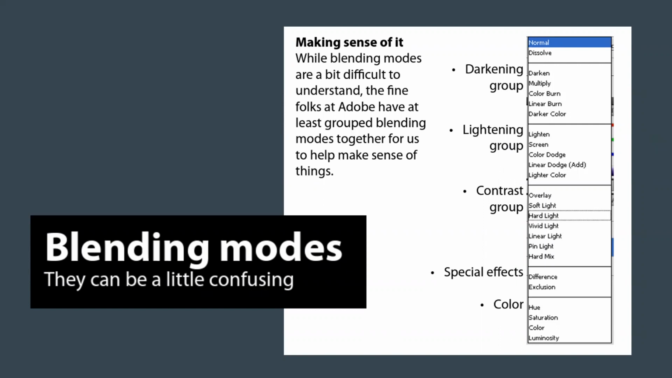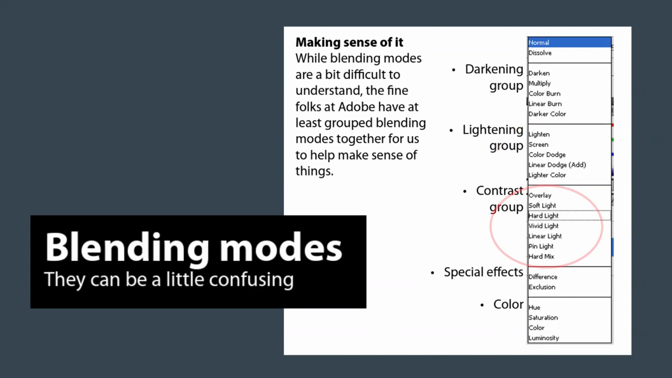And the simplification is, I never use dissolve, I find it completely useless. The first group that starts with darken, that is the darkening group. So darken, multiply, color burn, linear burn, and darker color are all going to darken your image in some fashion or another. The second group, very easily, is the lightening group. It starts with lighten, and then we have screen, color dodge, linear dodge, and lighter color.